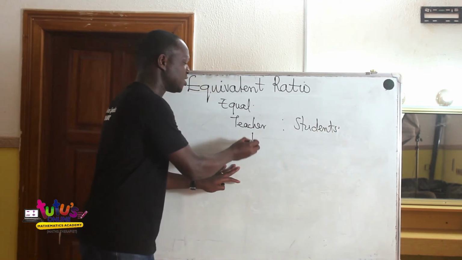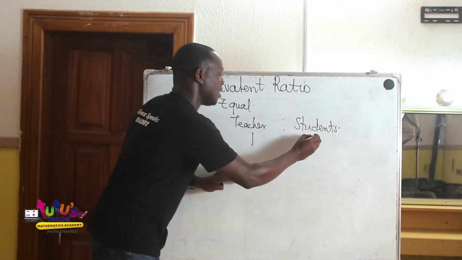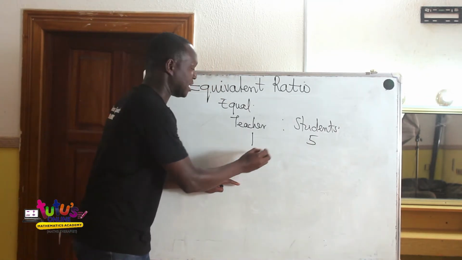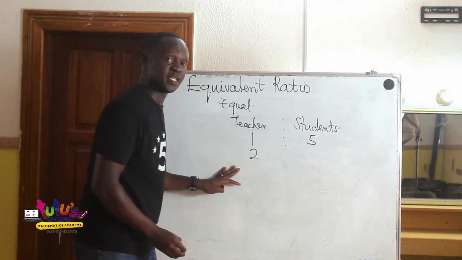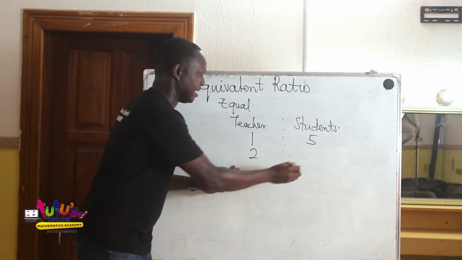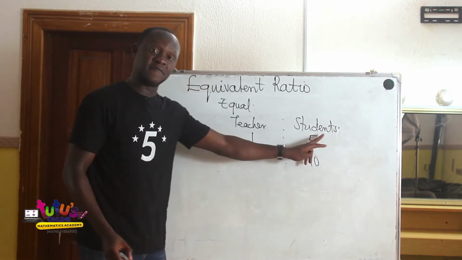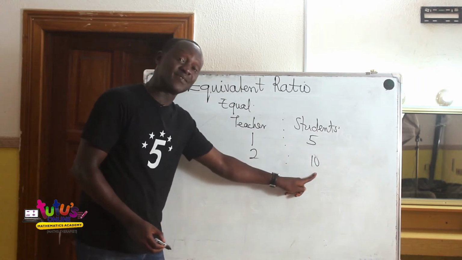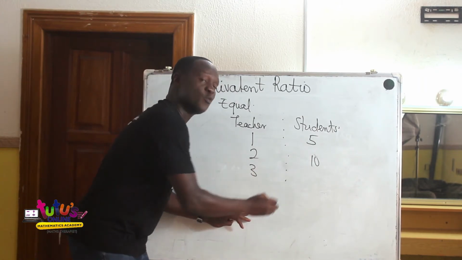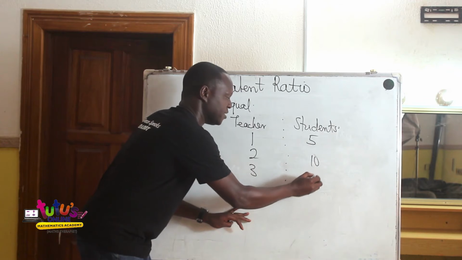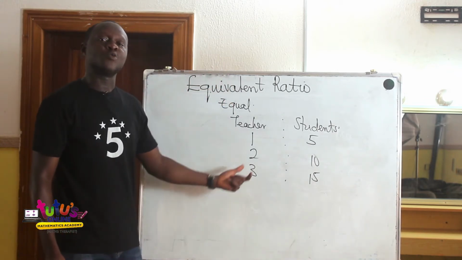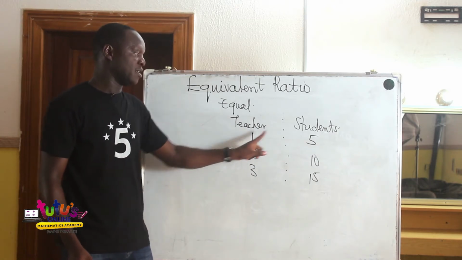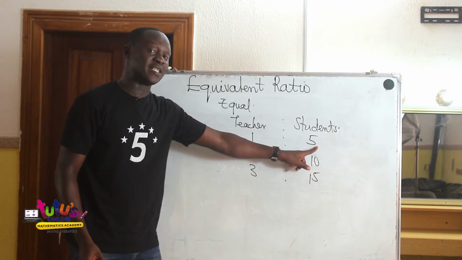Now, for every teacher you have 5 students. It tells you that if you have 2 teachers, how many students will be there? 10. 1 teacher, 5 students. Another teacher, 5 students. That makes it 2 teachers, 10 students. 3 teachers is going to be what? 15. Correct. This is what equivalent simply means. It simply means equal. For every 1 teacher, we have 5 students.